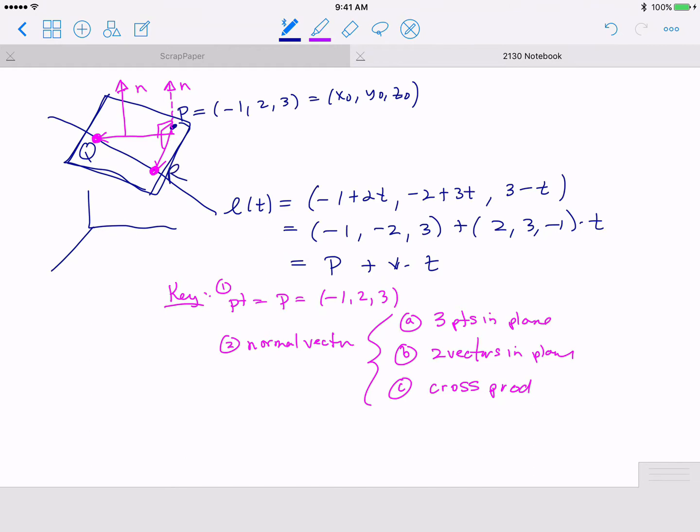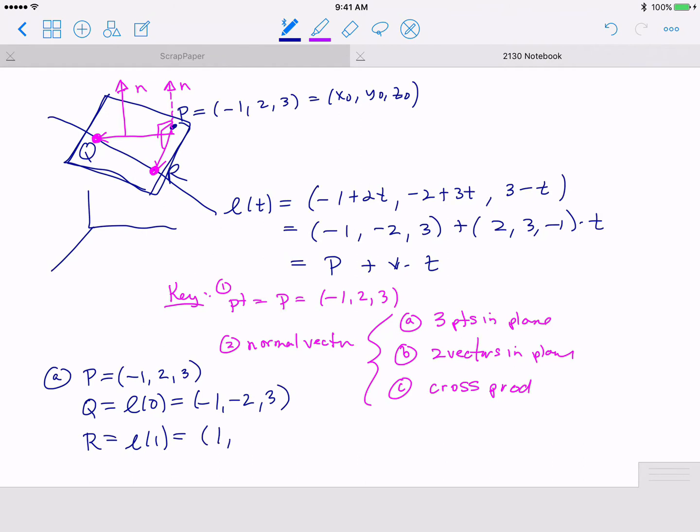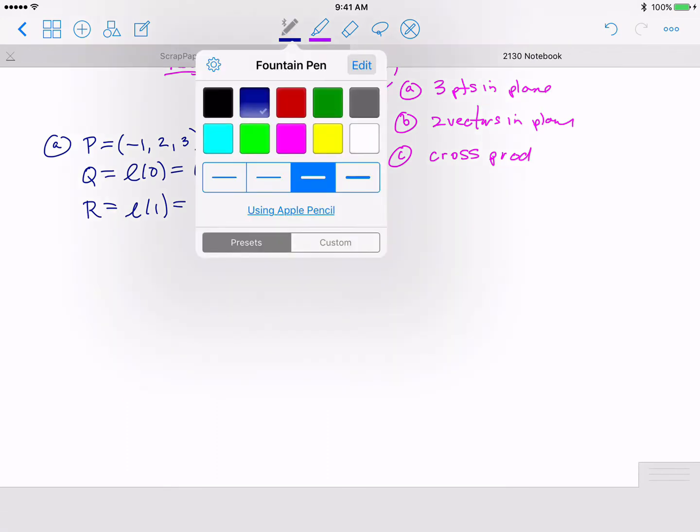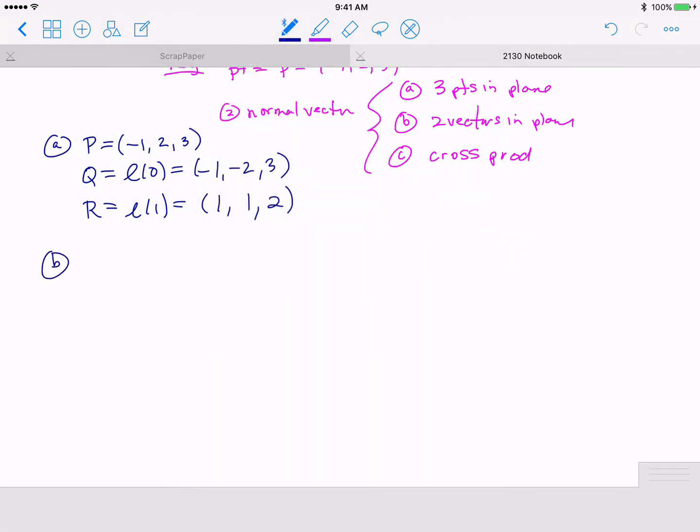here's a point R. We know the 3 points in the plane: P, one of the points, (-1, 2, 3). Another point could be the line at time 0. The line at time 0 is simply (-1, -2, 3). And another point could be the line at time 1, which would give us (1, 1, 2). Okay, so there are your 3 points in the plane from which you can construct the 2 vectors in the plane.